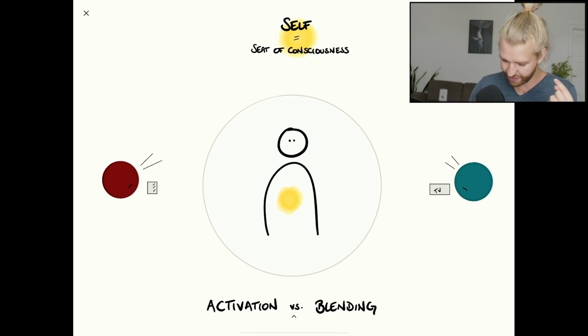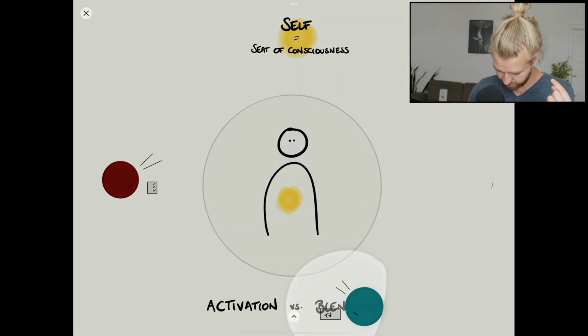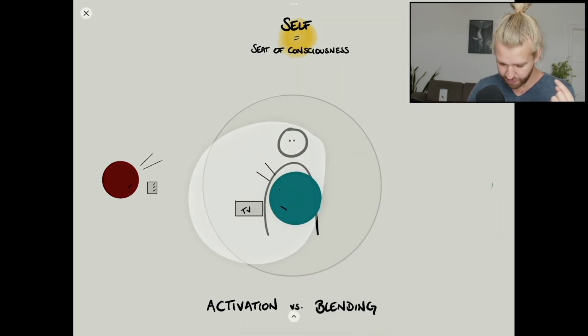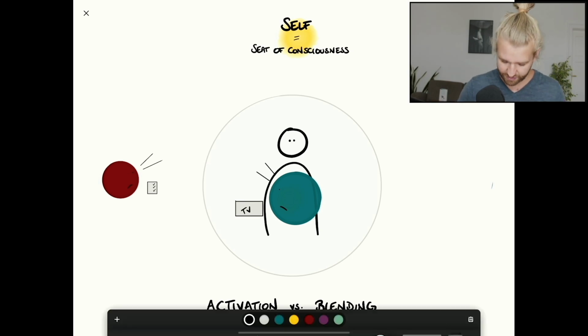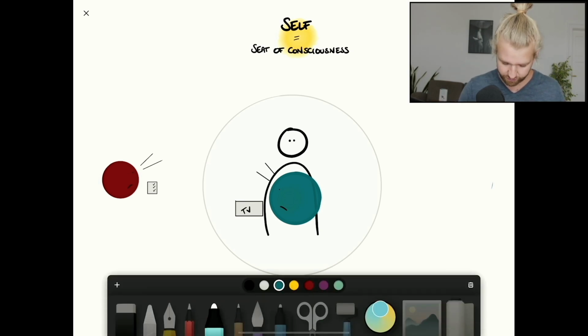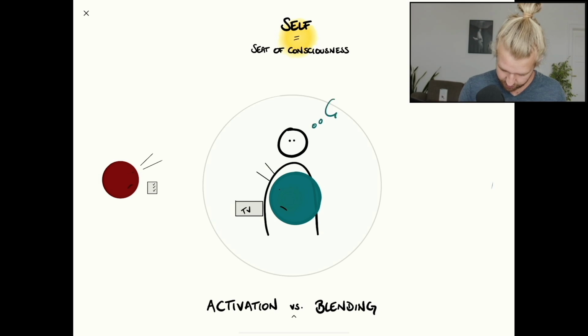So in this case, blending would be when a part takes over the seat of consciousness, meaning that the part takes over the self, and in that moment there is little self available, so we start thinking like the part, seeing like the part, feeling like the part, etc., etc. So this would be blending.